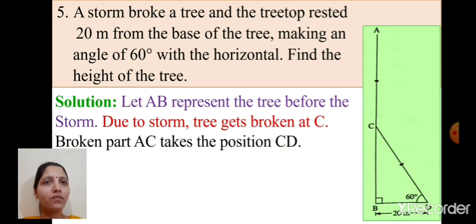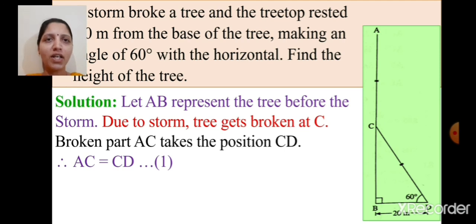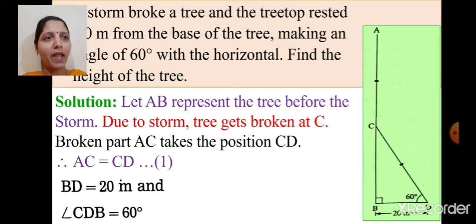So the broken part AC takes the position CD here. That means AC will be equal to CD. Write this equation as equation 1. Now the angle formed with the horizontal is 60 degrees. So whatever angle is formed here, that is angle CDB is 60 degrees and BD is equal to 20 meters.